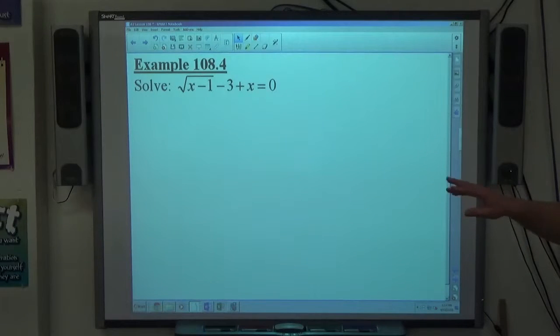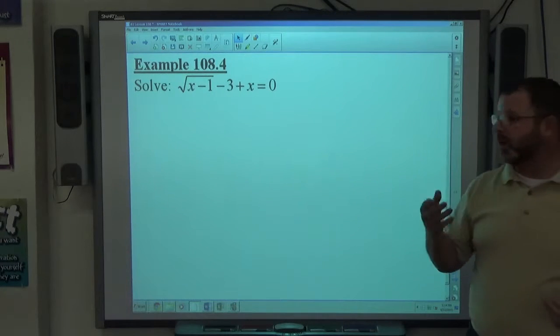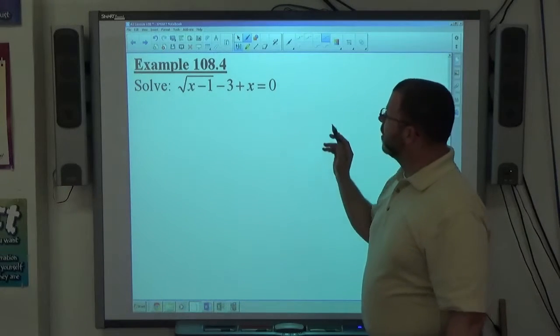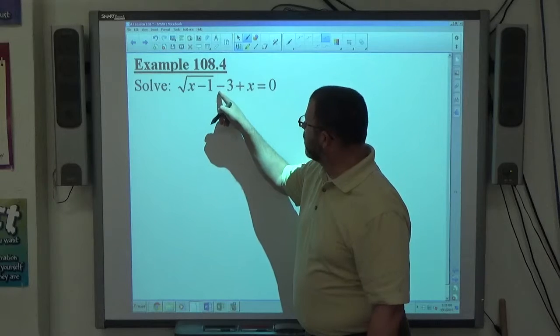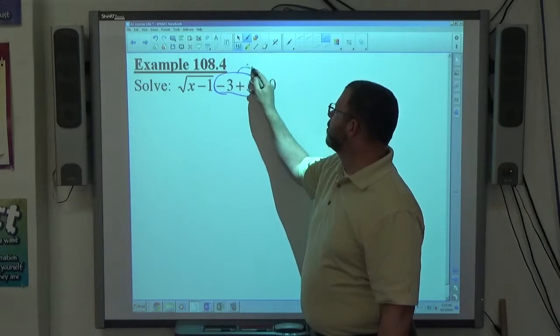Okay, the first three problems all basically were the same type of radical equation problems. They all had the square root equals a number. We squared both sides. We got a number squared. It was pretty straightforward. Example 4 is starting to get a little bit more challenging because instead of just having a number here, I've also got a plus x. I want both of these things to move to the other side.